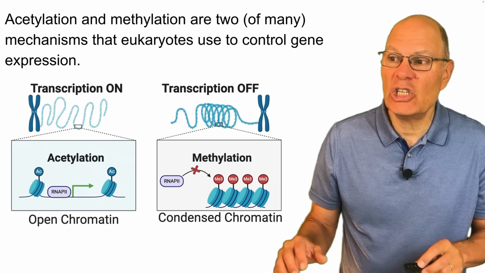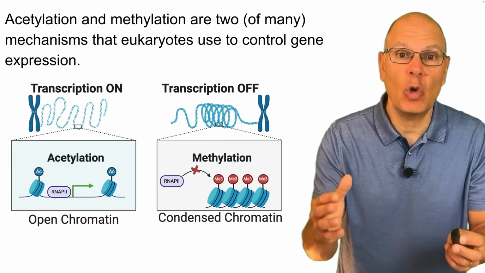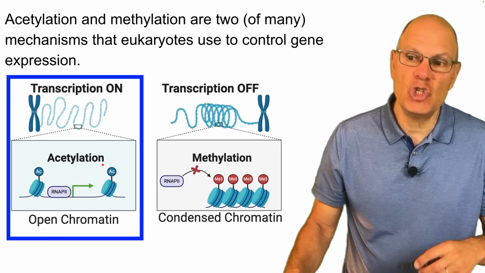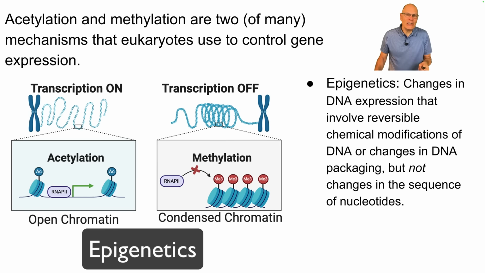Acetylation and methylation are two of the many mechanisms that eukaryotes use to control gene expression. Acetylation turns genes on, methylation turns genes off. That leads to the entire field of epigenetics, changes in DNA expression that involve reversible chemical modifications in DNA or changes in DNA packaging, but not changes in the DNA sequence.